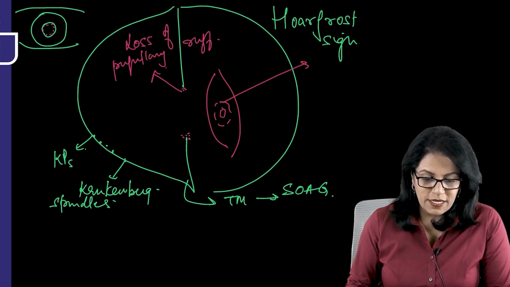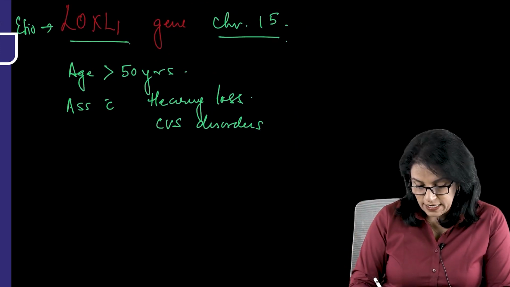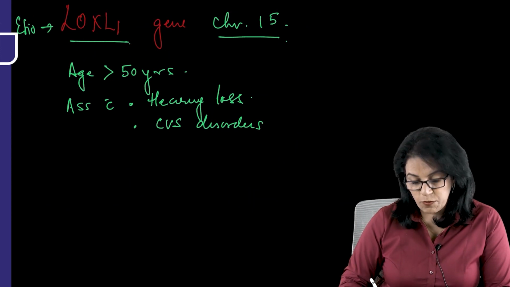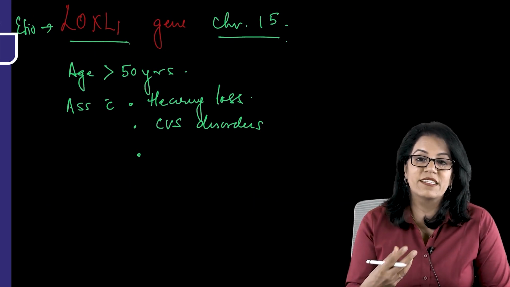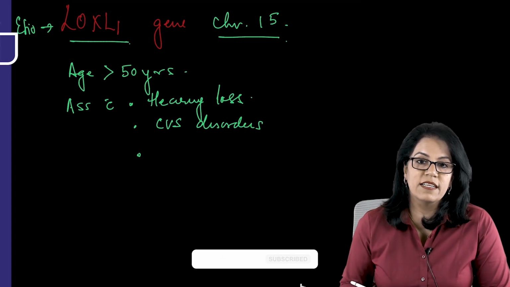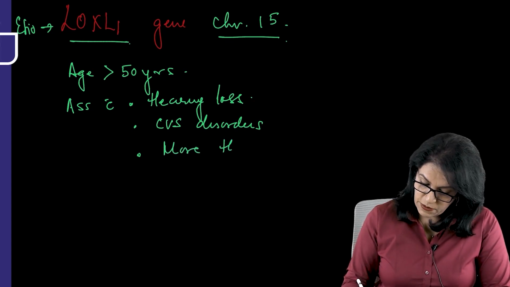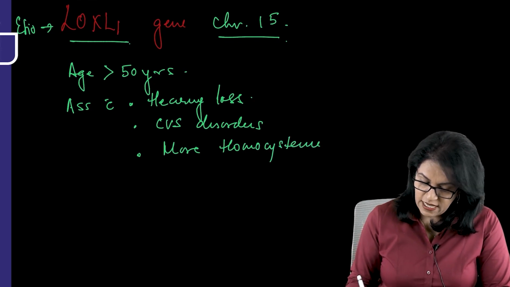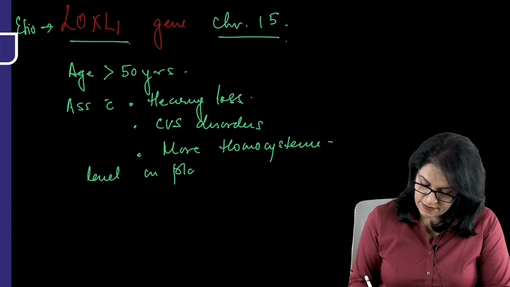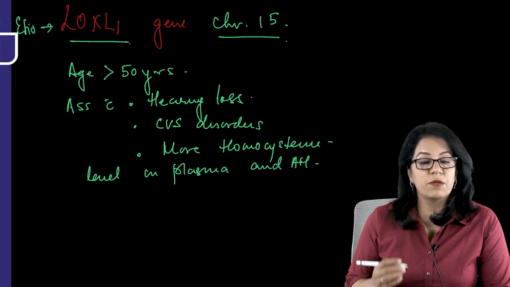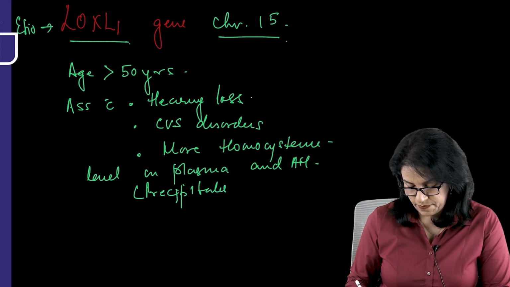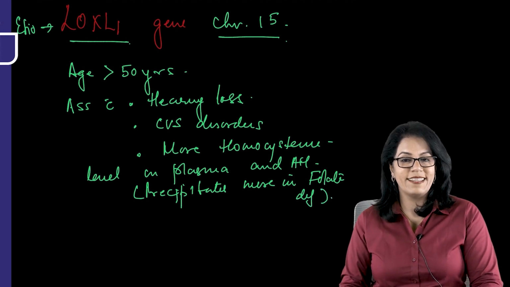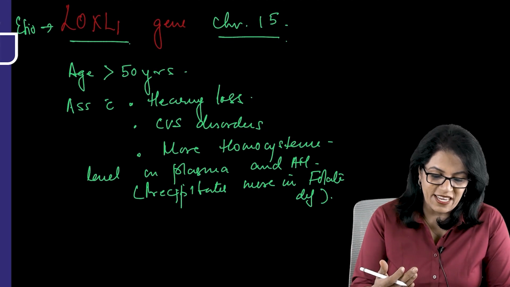Another important thing we have to know, when I am talking about systemic, you can write along with that only: associated with hearing loss, with serious disorders. One more point, please add here. Now this is a little above your level, you may learn it, you may not, but I am just giving some additional point here, that there is more homocysteine level in the plasma and aqueous humor in these patients. And there is a folate deficiency, it precipitates faster. Even if you don't learn it, I don't mind. This was a little extra point I just gave.